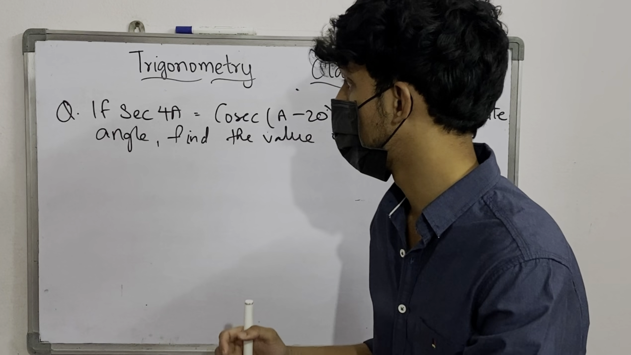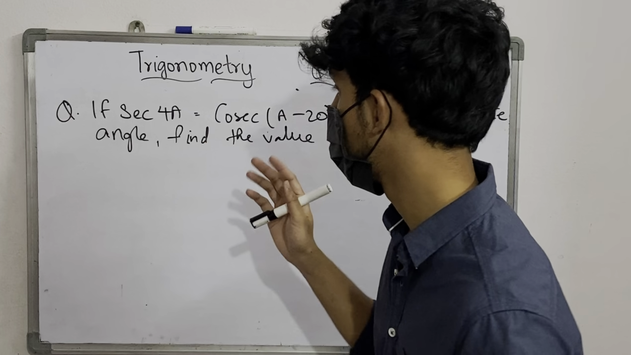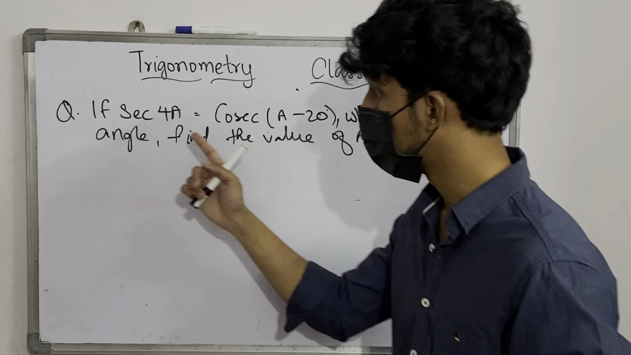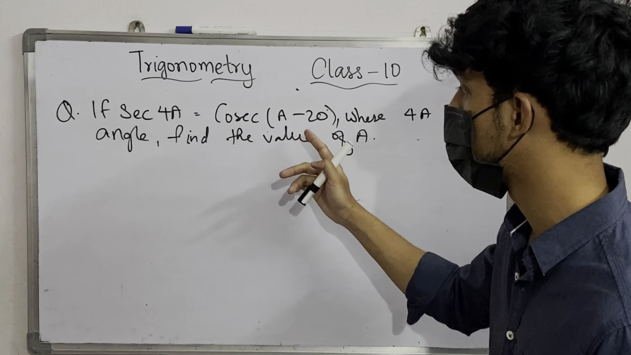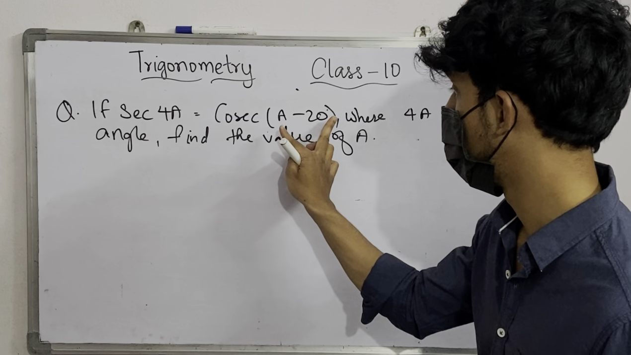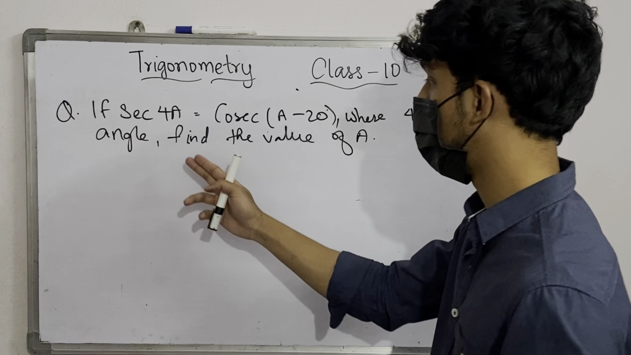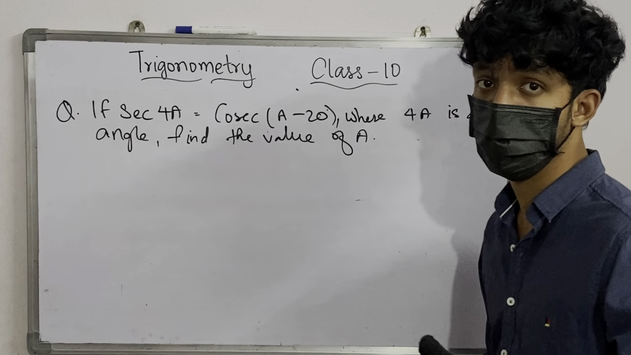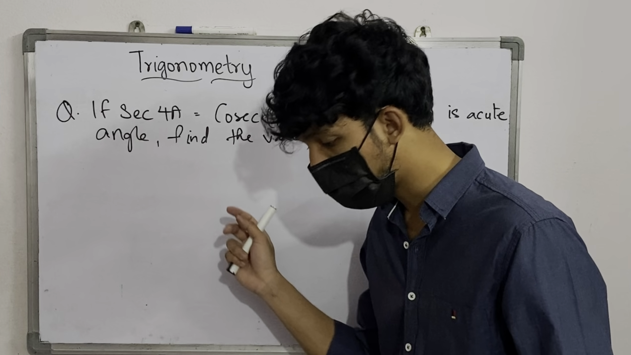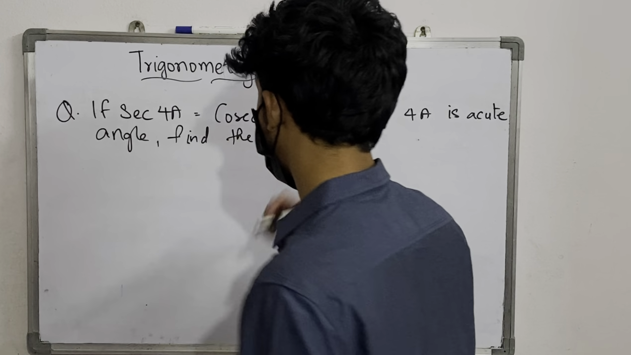Now we need to solve some of the questions that are related to trigonometry, right? So here we have another question. If secant 4a is equal to cosecant (a minus 20 degrees), where 4a is an acute angle, find the value of a. We have previously solved a question with tan and cot instead of secant and cosecant. So now we will solve it.